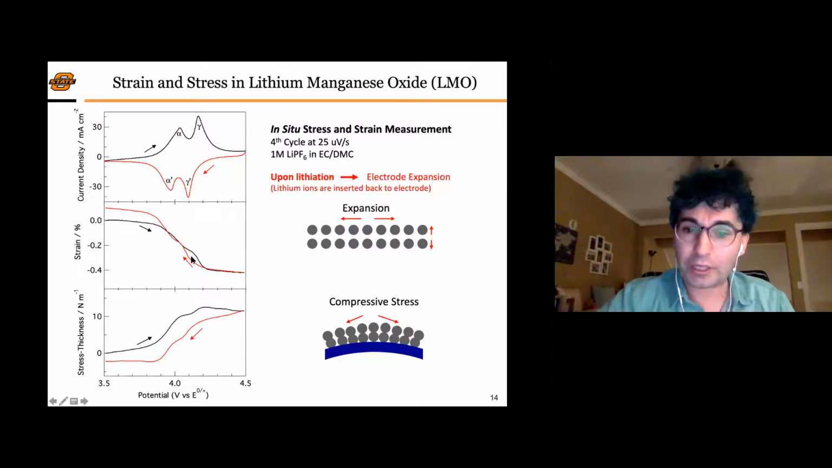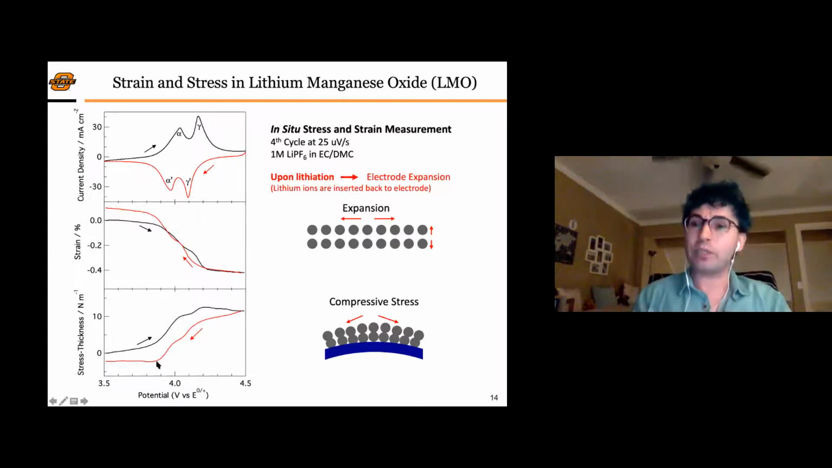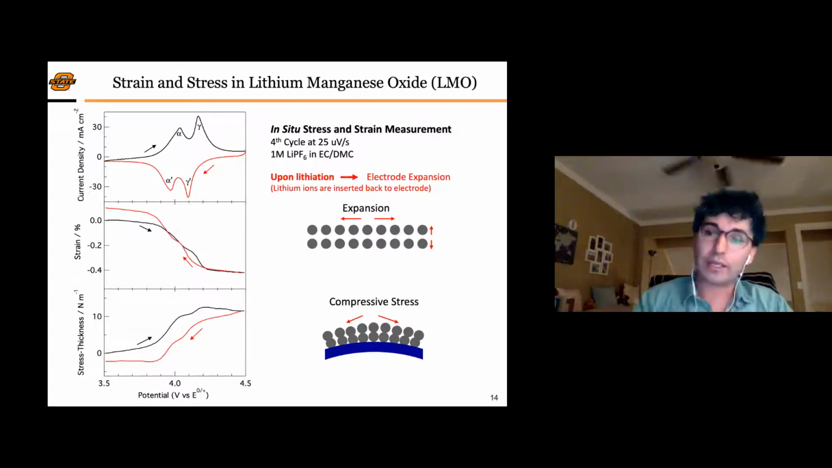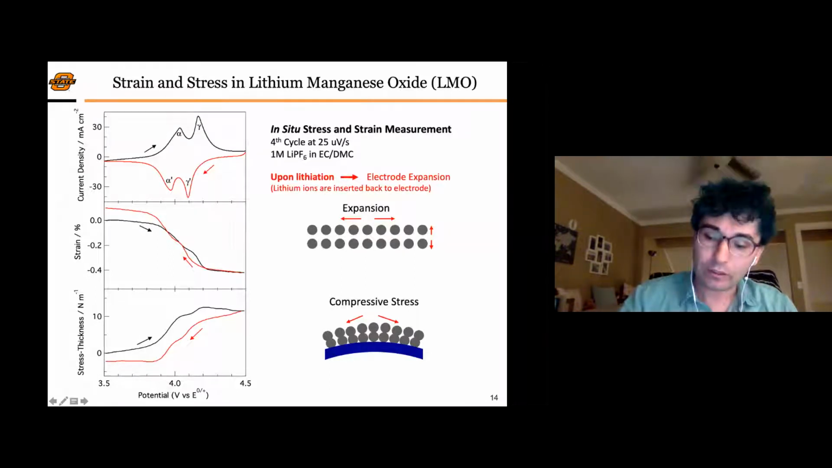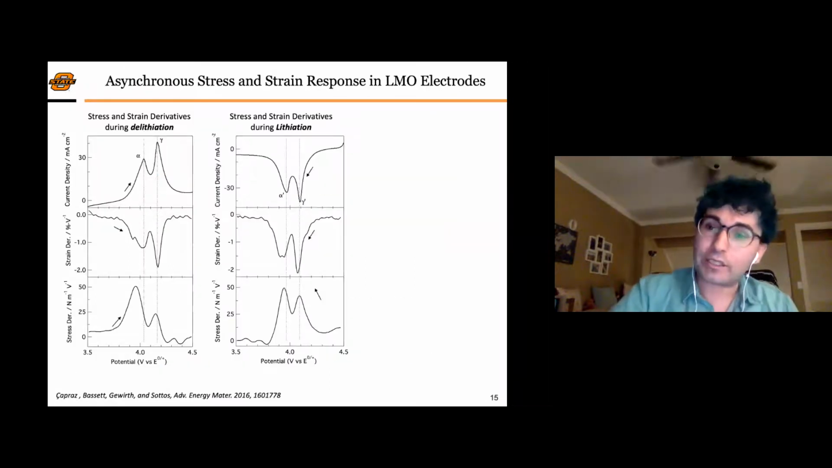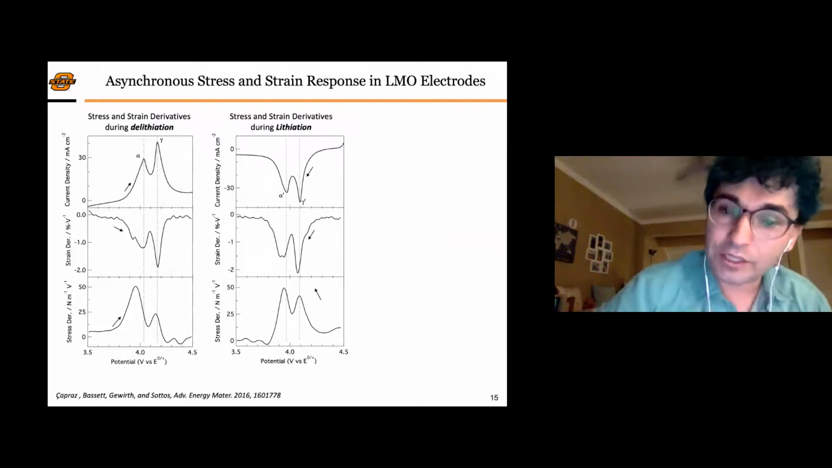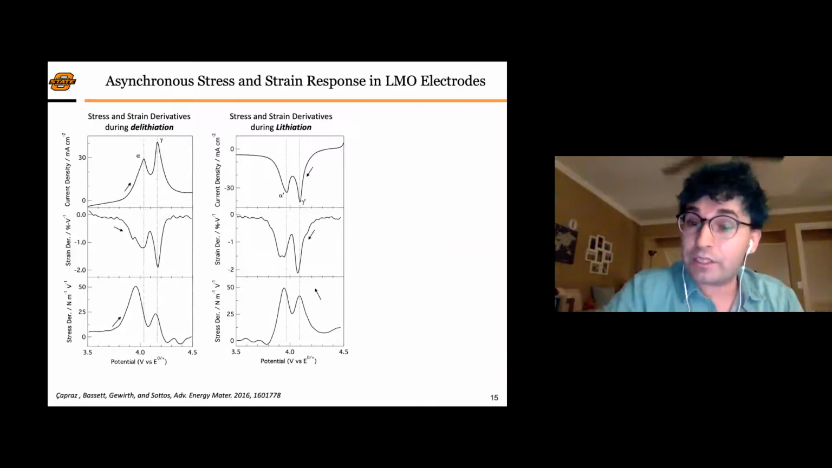This time the electrode expands as we expect, and there is compressive stress generation in the electrode when it's constrained by the substrate. Very similar to what was previously done in the graphite, we also observe these localized rate changes in the stress and strain depending on the potential. In a similar idea, look at how the strain and stress derivatives evolve during the lithiation and delithiation.